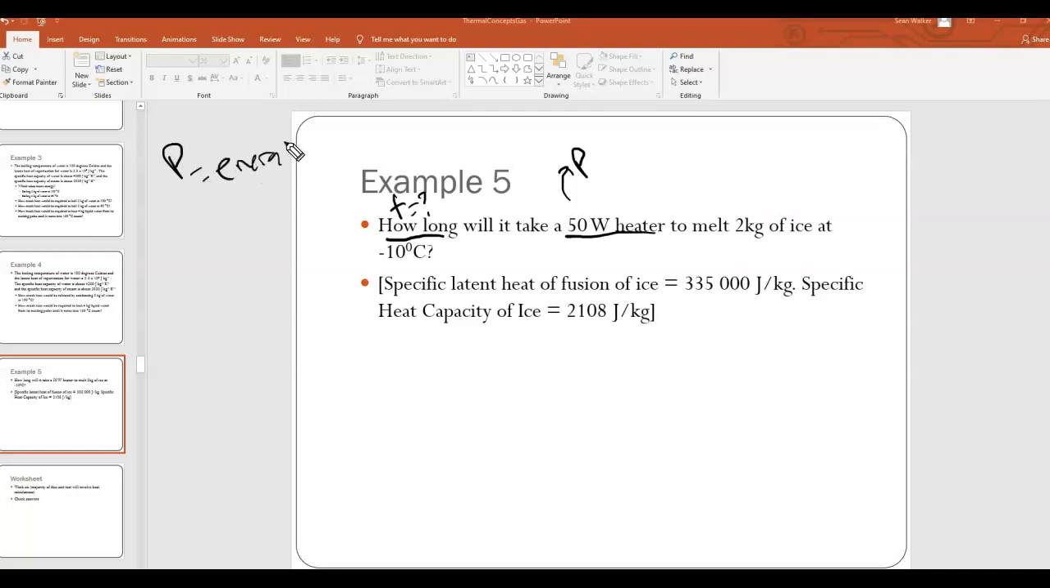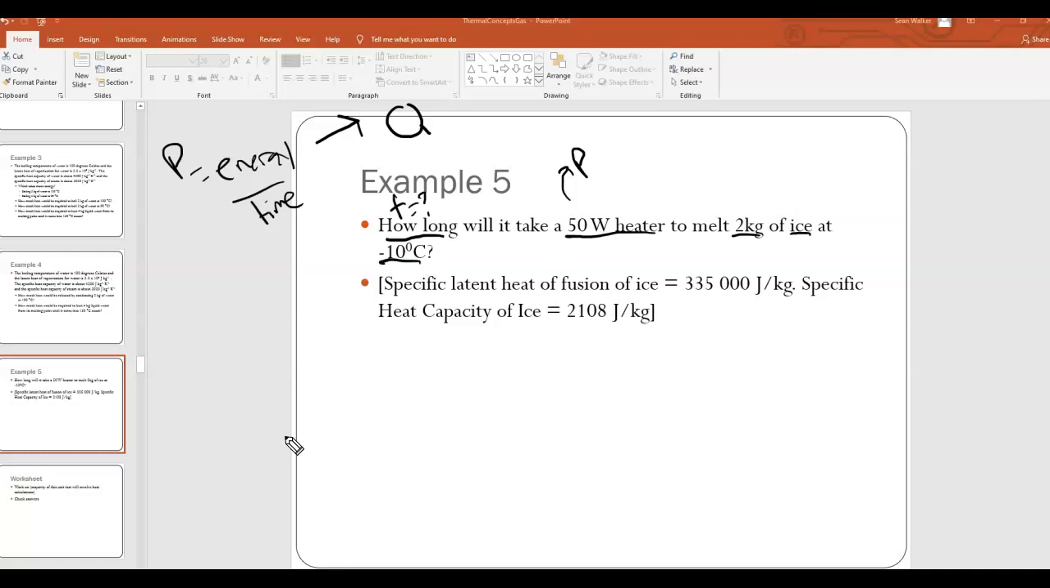Okay, and so that's going to be our connection here. Because we're given the power, we're trying to find the time, and the energy in this case is going to be thermal energy, or the transfer of thermal energy, which is heat, right, which is Q. Remember, heat is measured in joules. So how long will it take the heater to melt 2 kilograms of ice at negative 10 degrees Celsius?